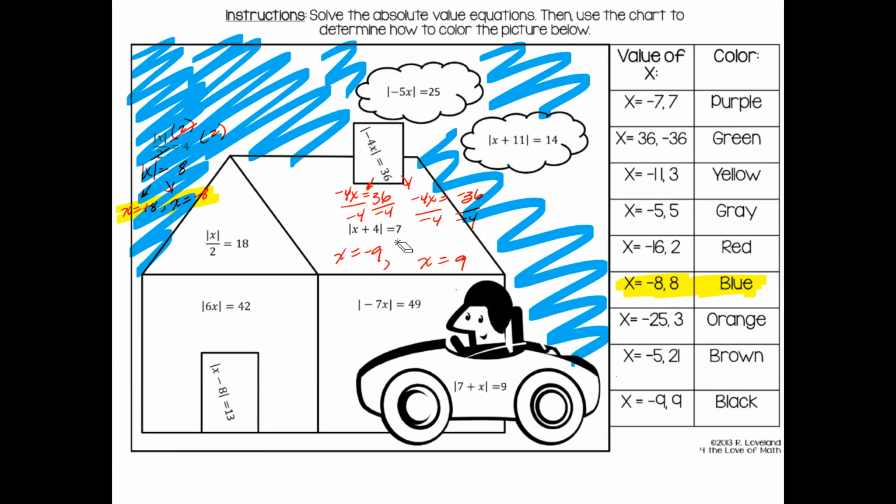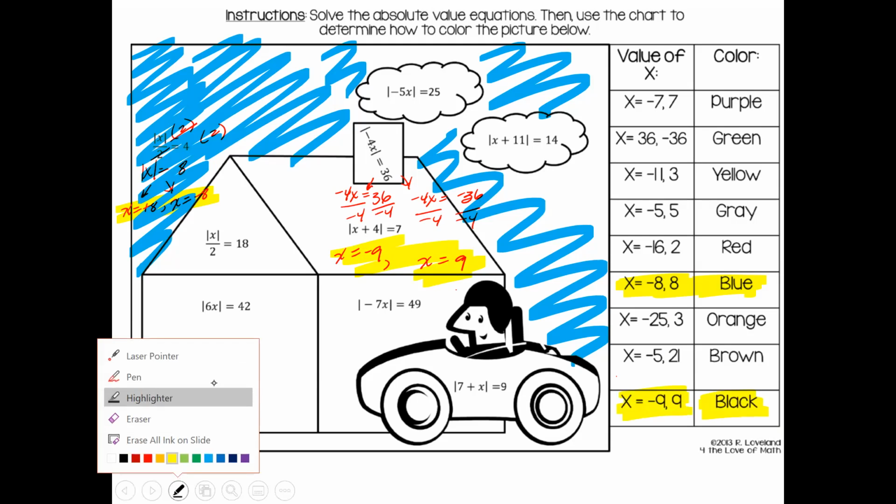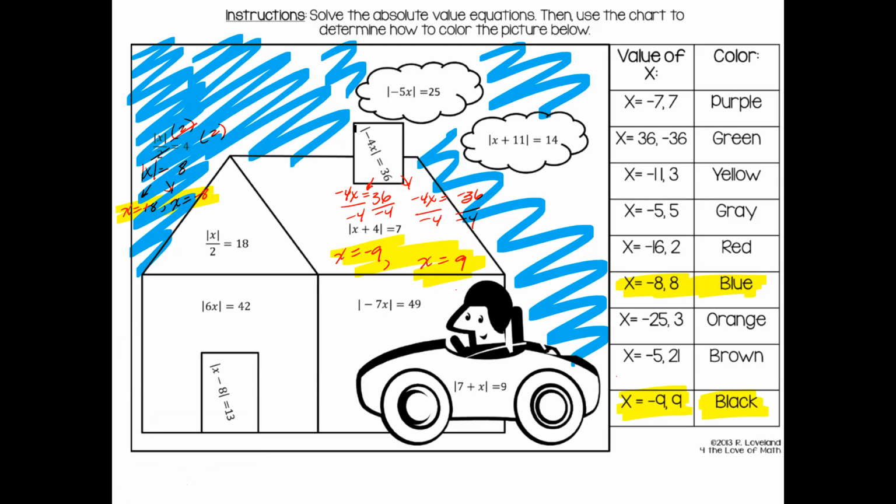So if this is your answer here, oops, I don't like that color. Let's change it to yellow. Look at the answer. You have negative 9, positive 9. You're going to color that part black. So on this part right here, we're just going to color that black.